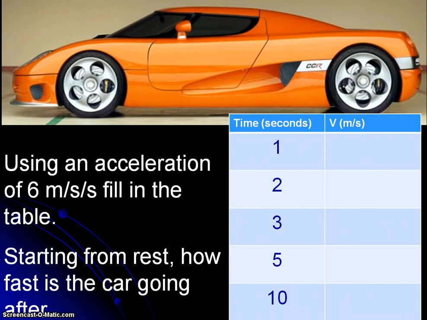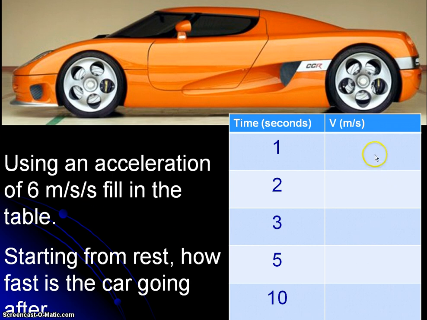So, using an acceleration of 6 meters per second squared, fill in this table. Now, what exactly does that mean? We can say 6 meters per second squared, or we can say 6 meters per second every second. That's what acceleration means. It means how quickly the velocity is changing per second.